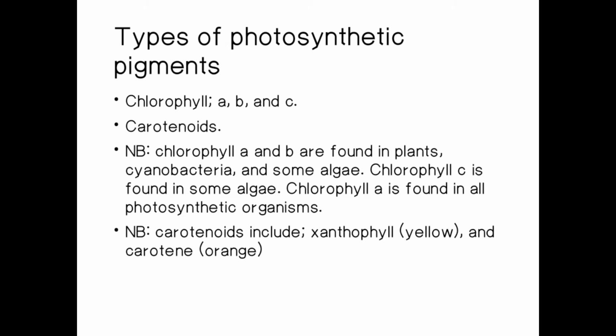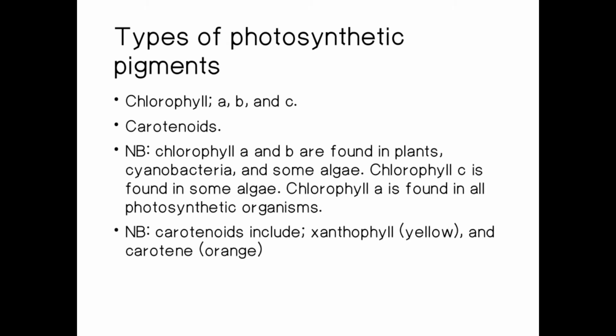Then we also have what we call carotenoids. In green plants, we have mainly chlorophyll A and B. Then in algae, we can have chlorophyll A and C. We can also have chlorophyll A and B, depending on the type of species. Then we have carotenoids. So what are these carotenoids?